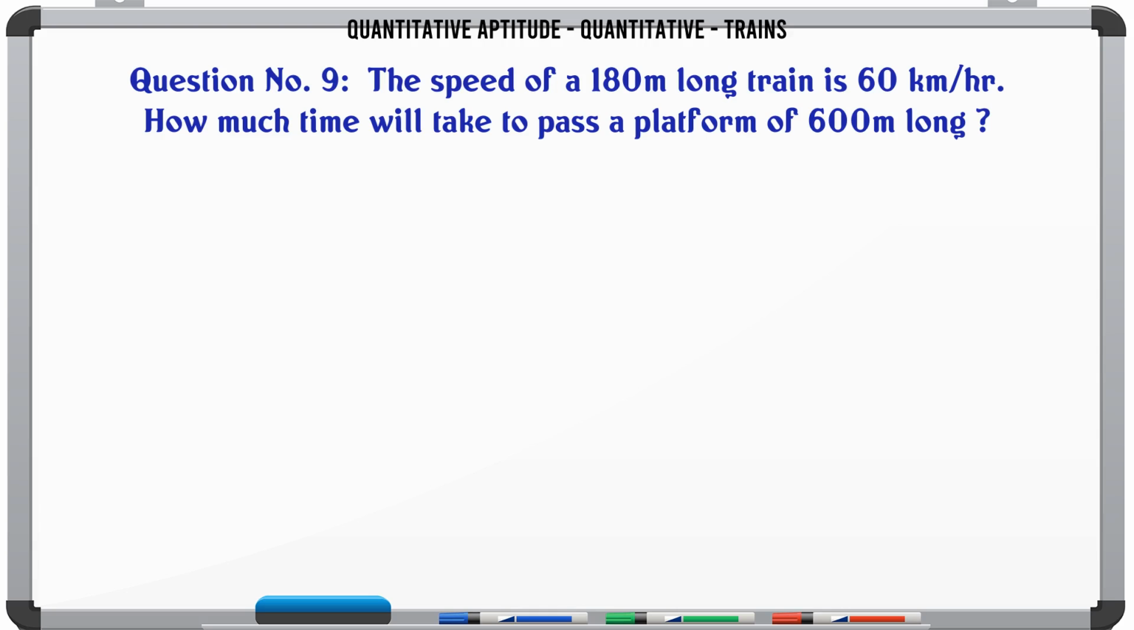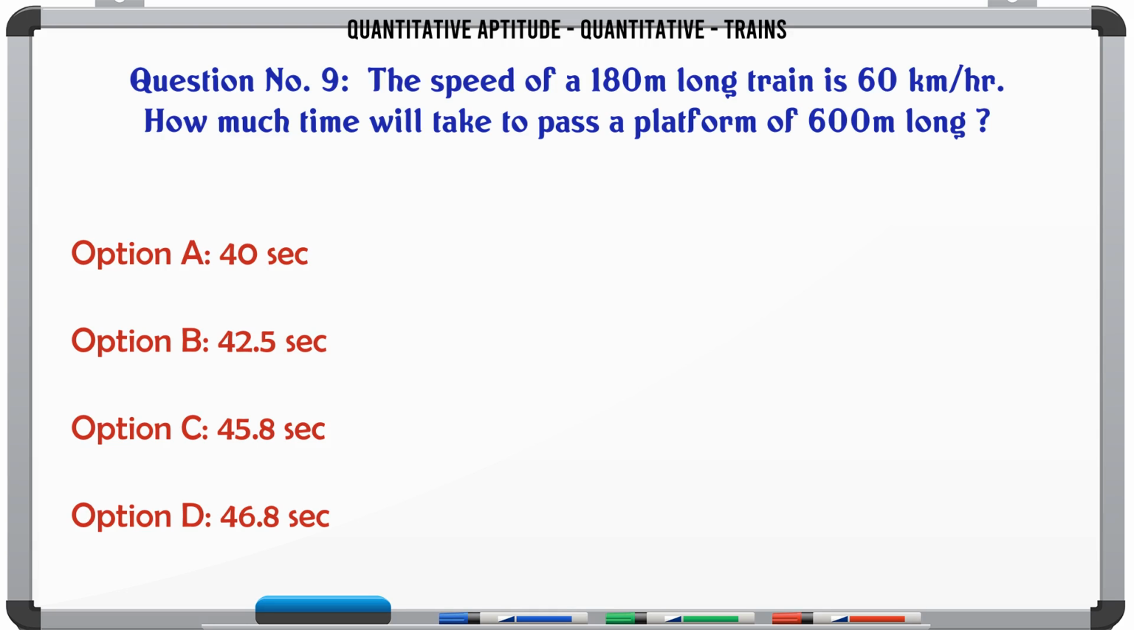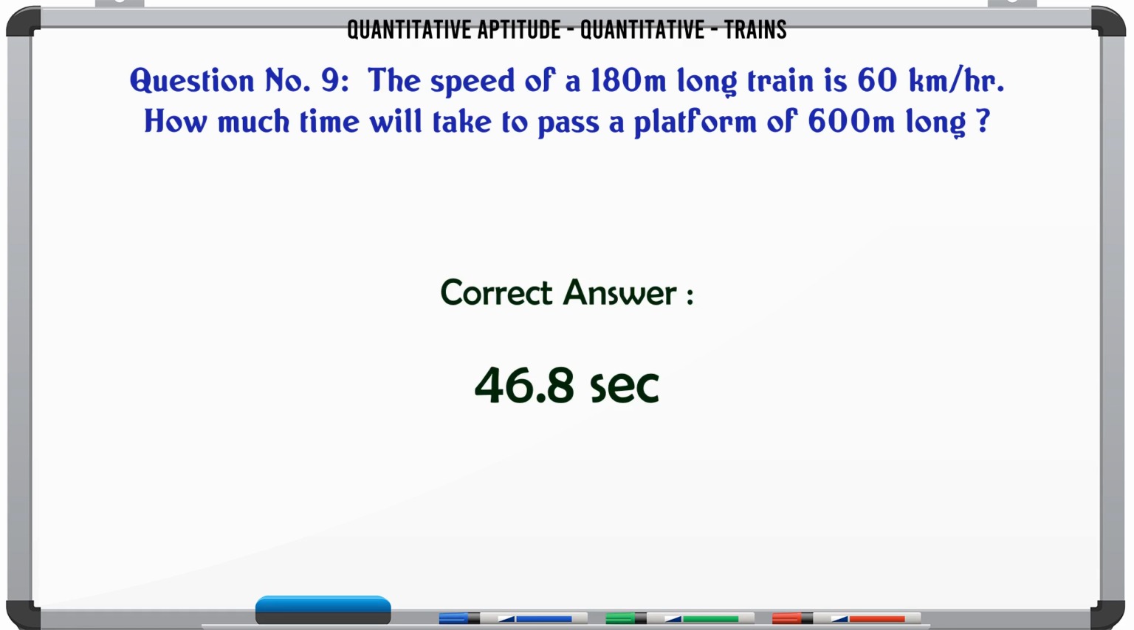The speed of a 180 m long train is 60 km/h. How much time will it take to pass a platform of 600 m long? A 40 sec. B 42.5 sec. C 45.8 sec. D 46.8 sec. The correct answer is 46.8 sec.